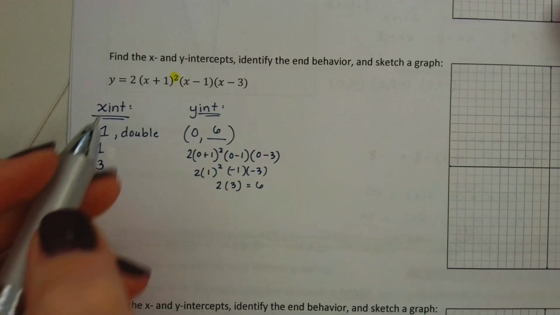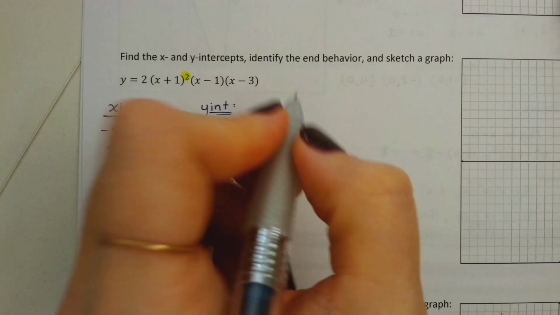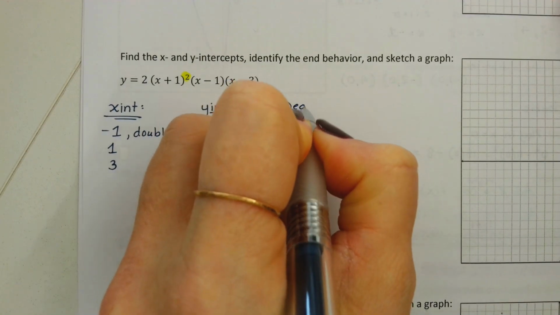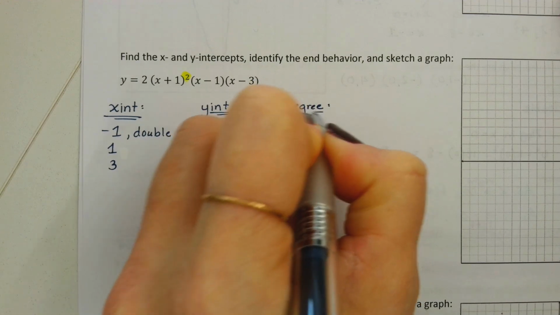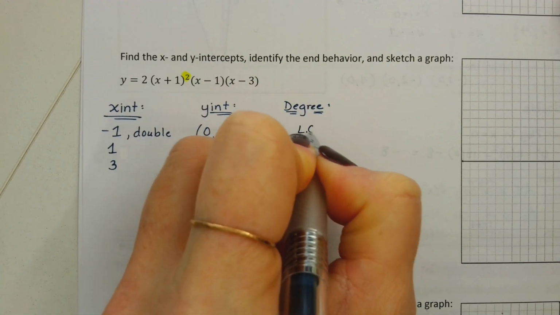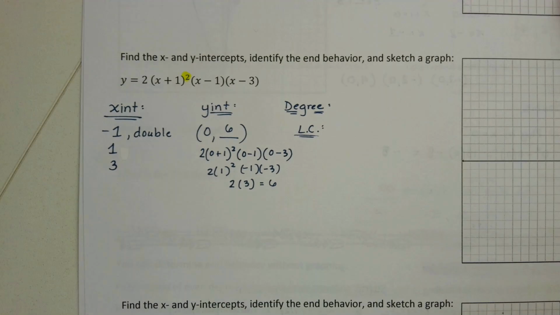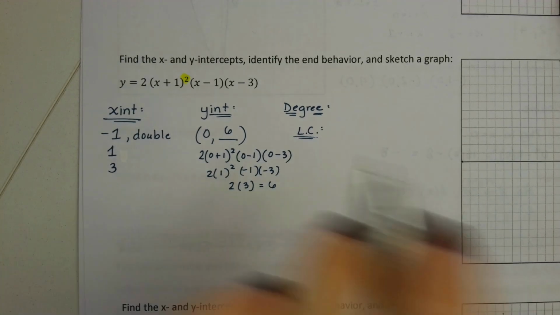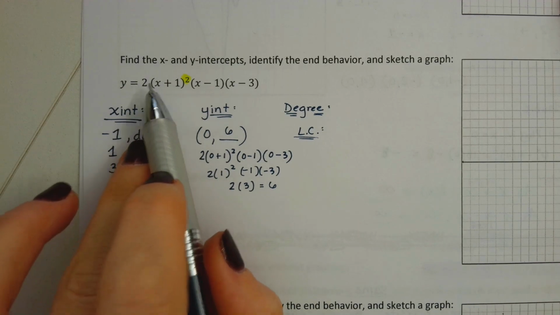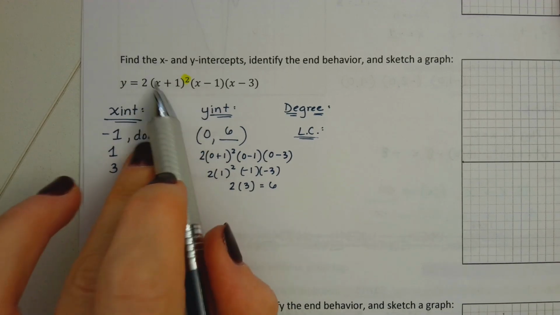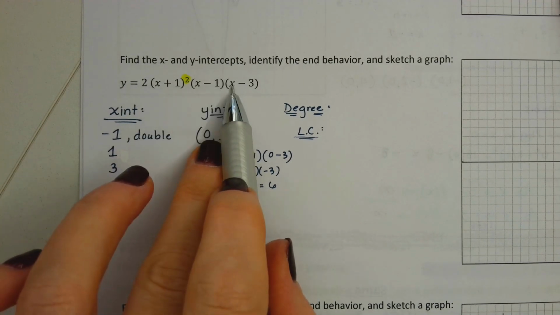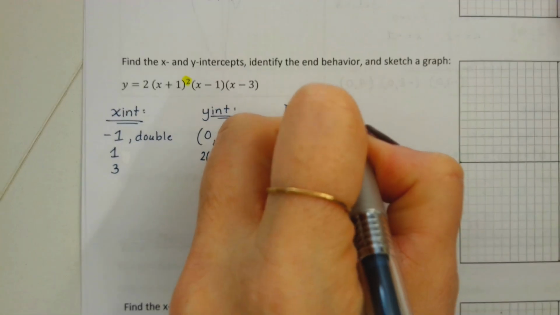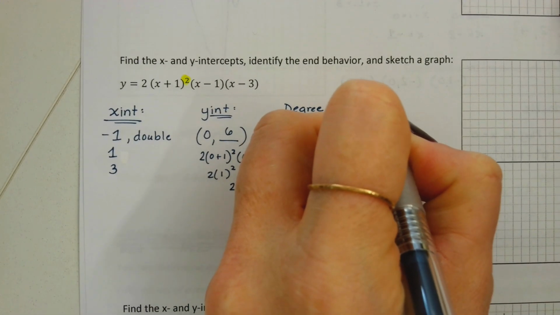Thinking about what the ends of my graph look like, I've got to find the degree, and then the sign of the leading coefficient. If we count the x's on this one, how many x's are there? There's not 3. Yeah, there's 4. This is a tricky one. This one counts twice because it was a double. 1, 2, 3, 4. The degree is 4, which is even.